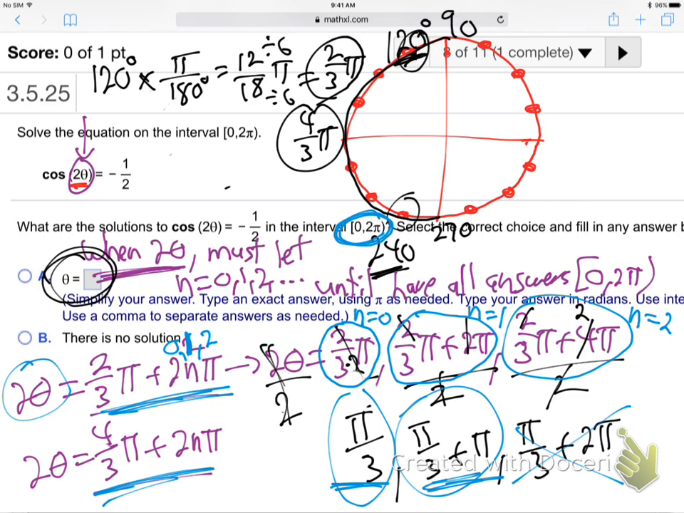Okay, so we have these 2 answers. Those are good. Now I've got to get probably 2 answers out of this other piece, doing all the same steps. Can you do that? Let me give you a second. In other words, do the same stuff I just did. Let n be 0, let n be 1, let n be 2 on that.